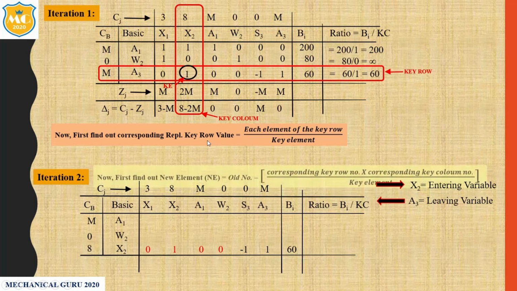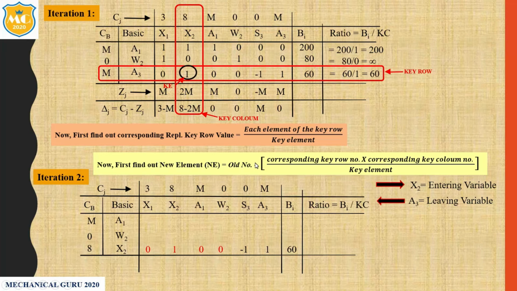Now for the remaining values we have to use this equation. New element is equal to old number minus corresponding key row number into corresponding key column number divided by key element. Okay, so here in total we have to find 7 values in the first row. So here we have total 4, 3 rows. So total we have to find 21 values. But now here I will show you some important techniques or tricks to find the new values without using this equation. Except a few values we have to use this equation. The remaining values I will show you a technique.